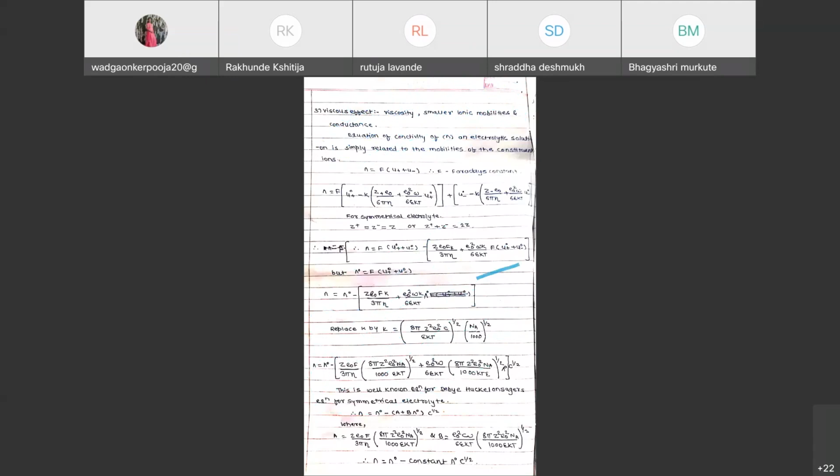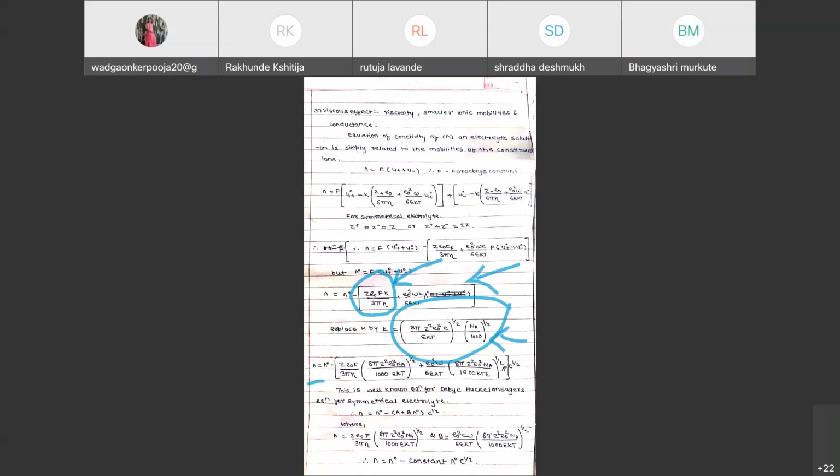So in this equation, we are replacing the k value. We are replacing k with its value, and what you are getting is everything same as the previous one in this equation, except k. Instead of k, we are putting 8 pi z square into e0 square into c upon epsilon kt whole raised to half into Na upon 1000 raised to half. All these terms are for your k.